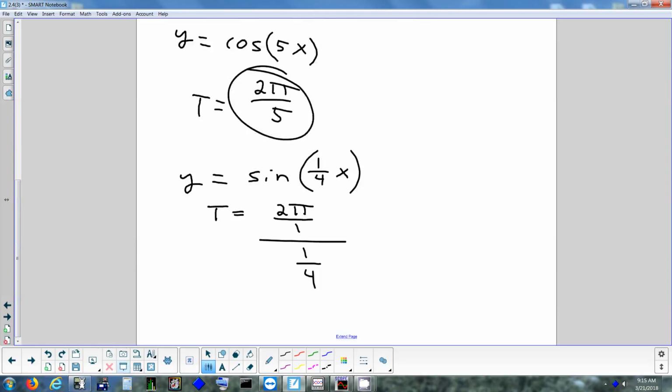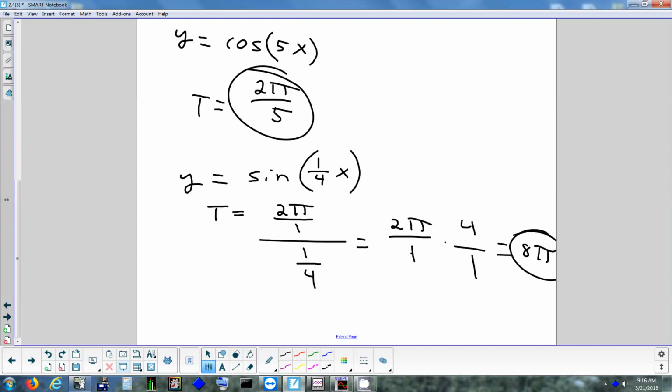So, Cassandra, when I have a fraction divided by a fraction, how do I do that? Yep. Flip the bottom and then multiply it. Exactly. Keep the top the same. Flip the bottom and multiply it. So, Tanner, what's 2 pi times 4? 8 pi. 8 pi.